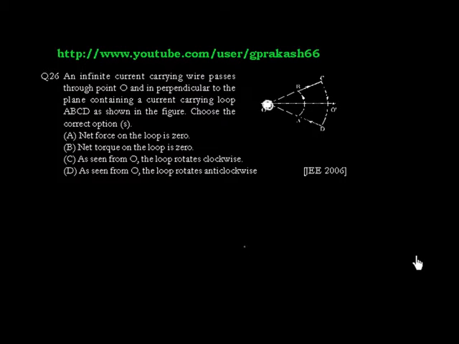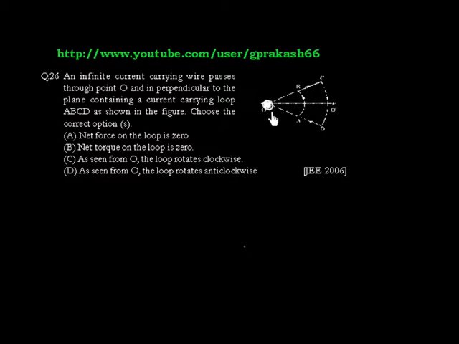So let us discuss this problem. This says we have a wire loop ABCD, and this loop carries a current I. Through this loop, the current flows D to A, A to B, B to C, C to D, as shown in the figure.